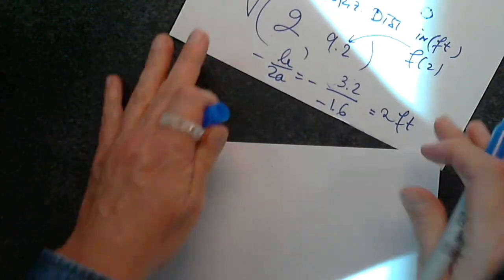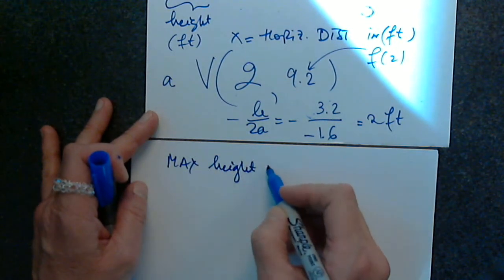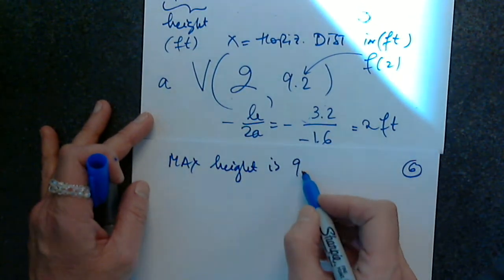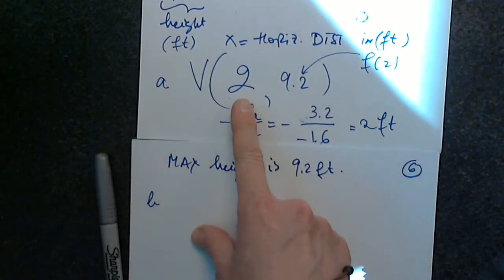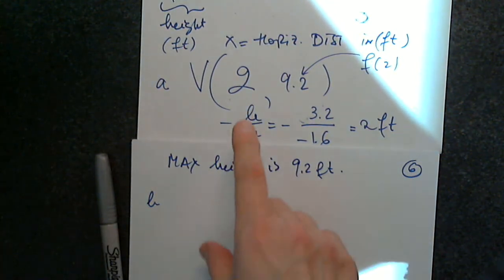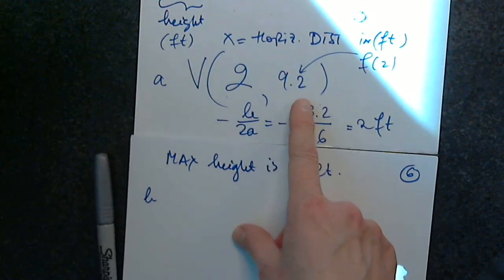So that's part A, and we have to answer. Max height is 9.2 feet. Part B. How far does the ball travel horizontally before hitting the ground? So one more time. 2 is how far away from where I'm standing and throwing it the ball reaches its maximum. And this is the maximum height.